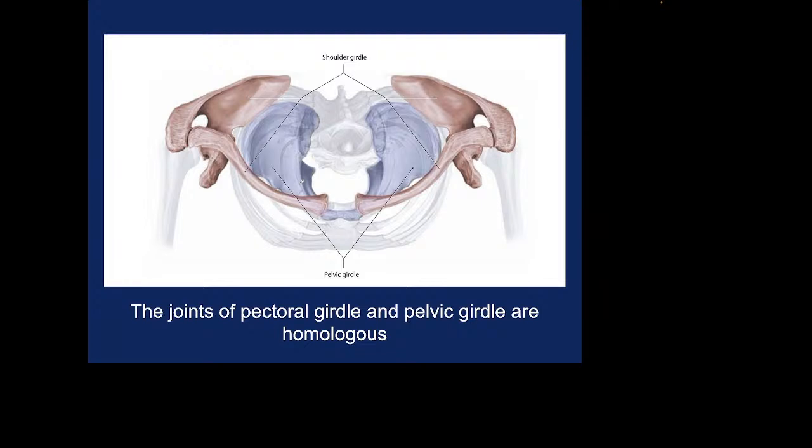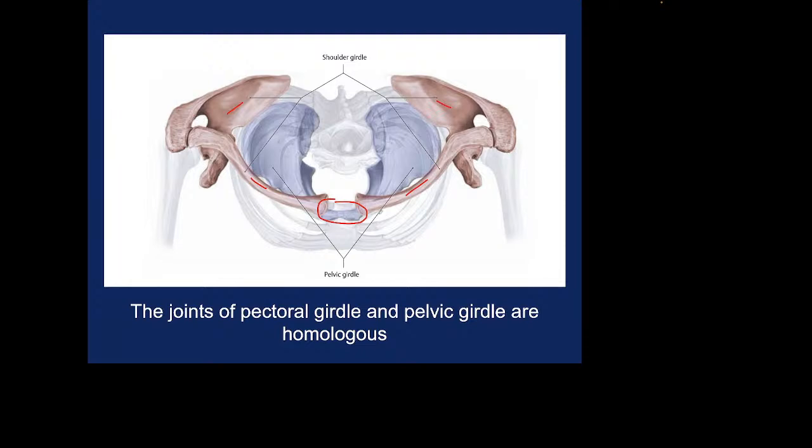What is the difference between the pectoral and pelvic girdle? The pectoral girdle, as you know, is composed of 4 bones: 2 scapulae and 2 clavicles. They are connected to the body only in front, here, and clavicles are connected to the sternum.